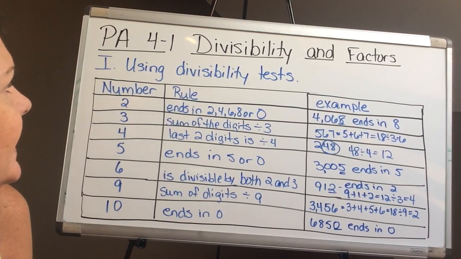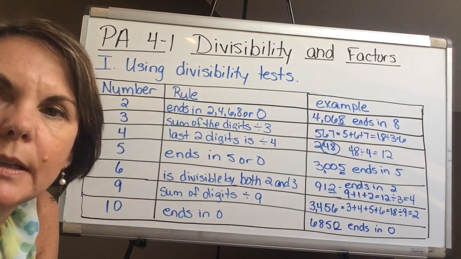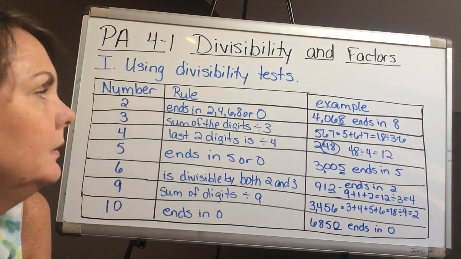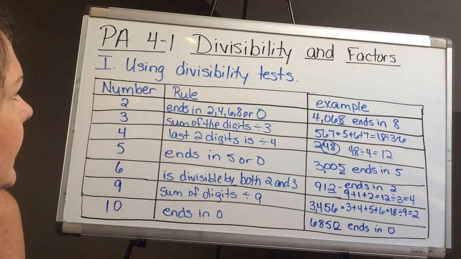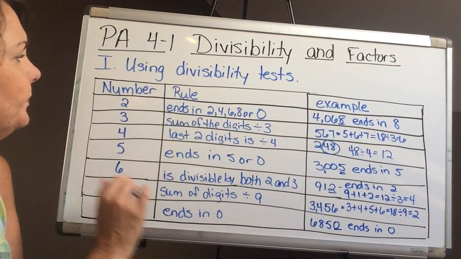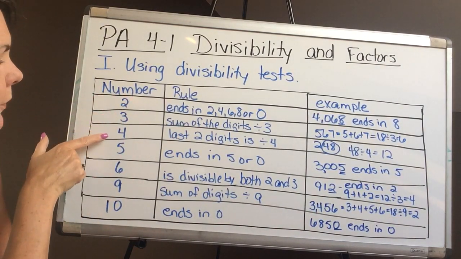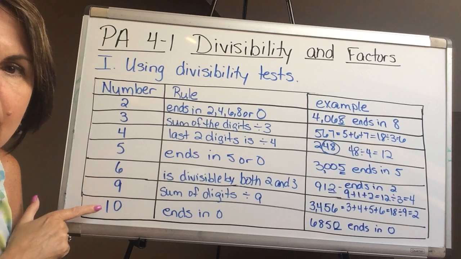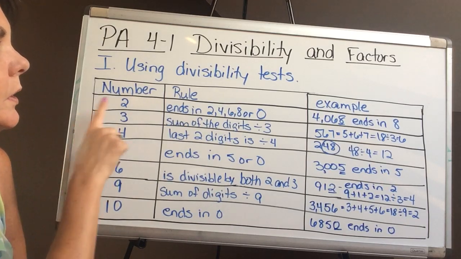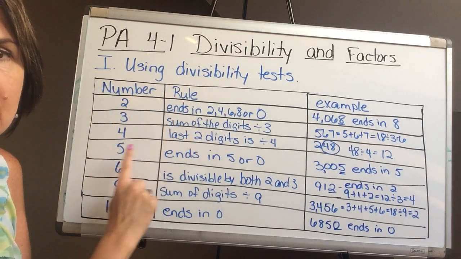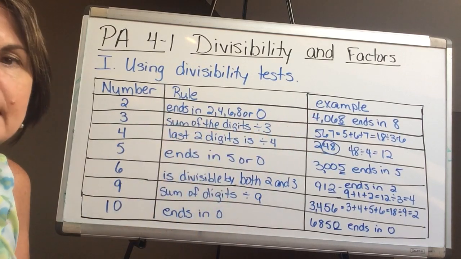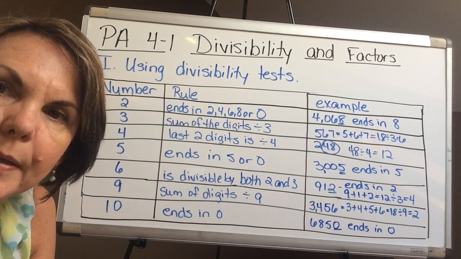Okay, today we're going to talk about divisibility rules and factors. We've done this before. Take a look at the chart that I've made. The numbers that we're going to look at are numbers that are divisible by 2, 3, 4, 5, 6, 9, and 10. The next thing we're going to look at is the rule that matches each one of these numbers. And then I give you an example of when it is divisible by that number.